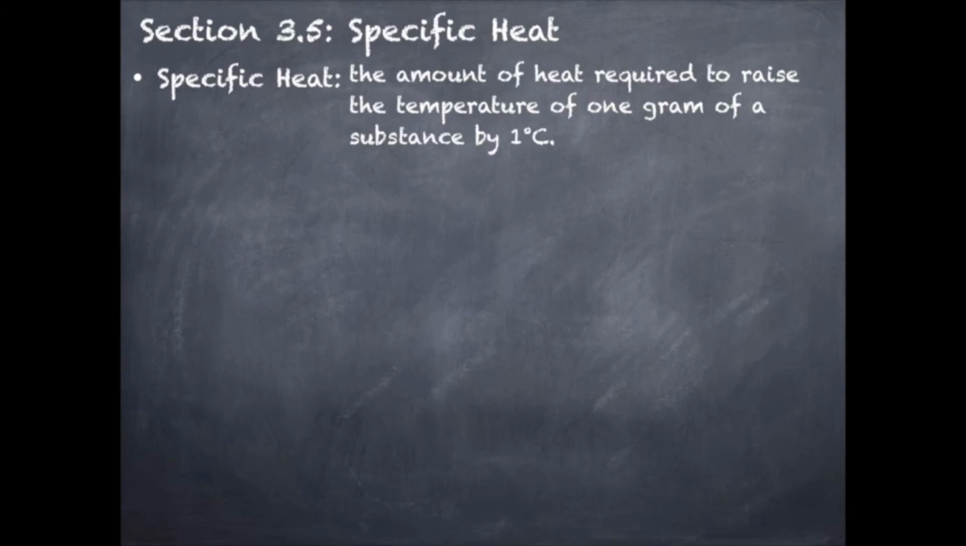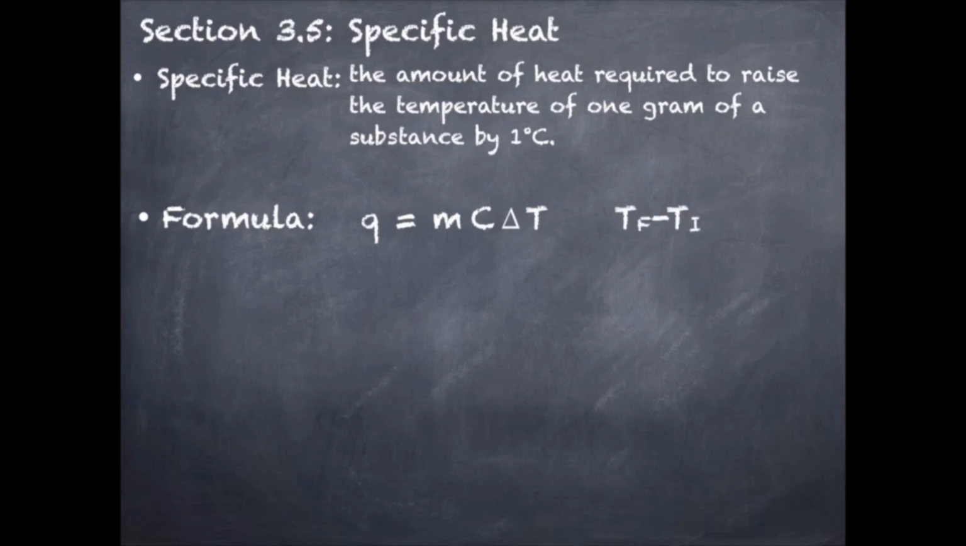So we're finally able to relate the concept of temperature, which we looked at in the previous lesson, and energy or heat that we looked at in the previous lesson. So the formula for specific heat is Q, which is your heat. Heat equals your mass, M, times your specific heat, which is represented with a capital C, times your change in temperature. Now, your change in temperature is your final temperature minus your initial temperature.